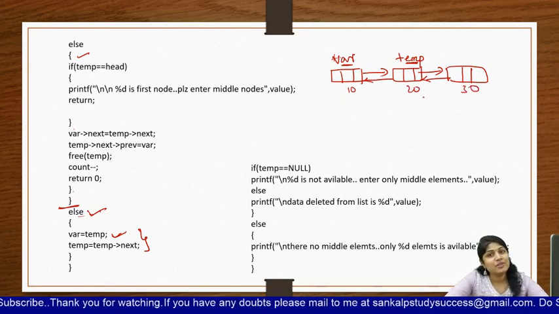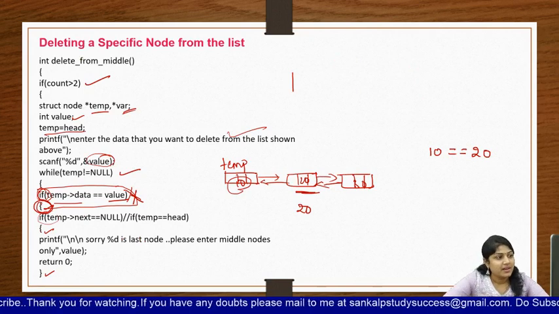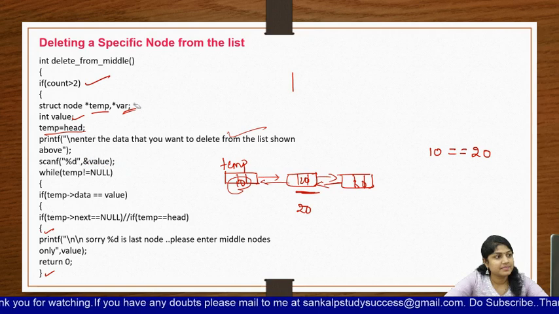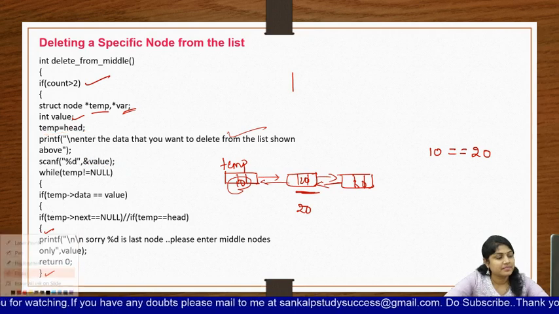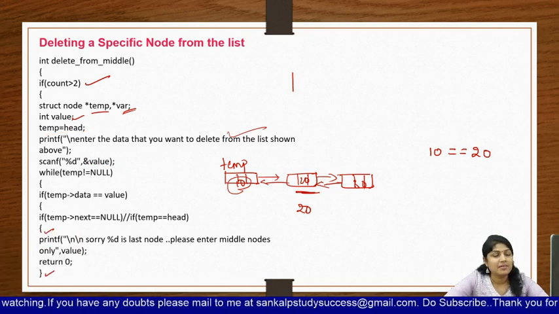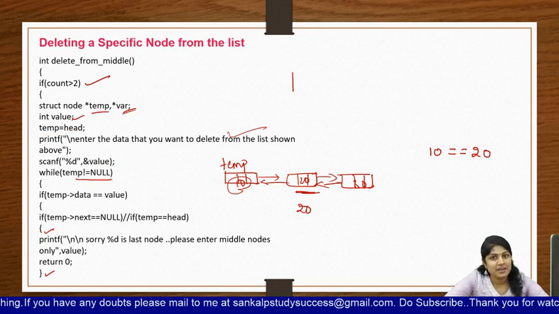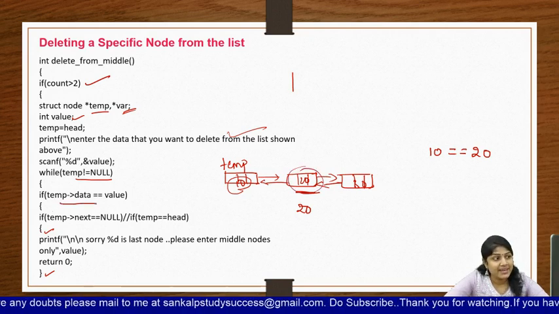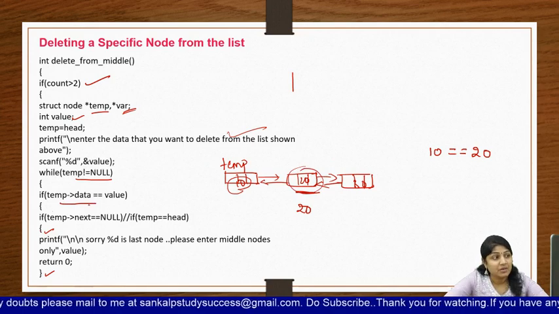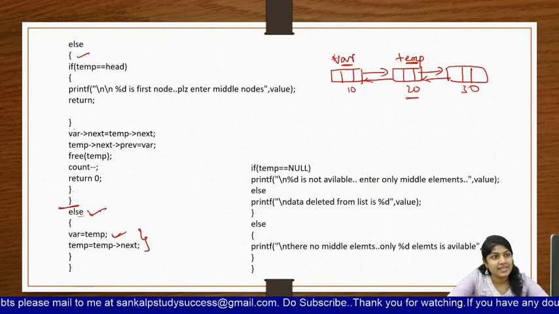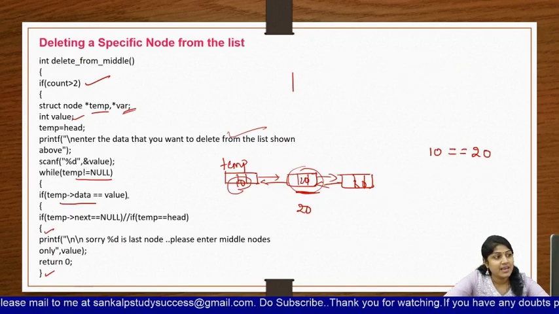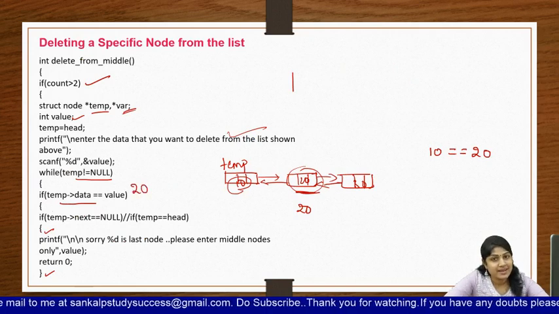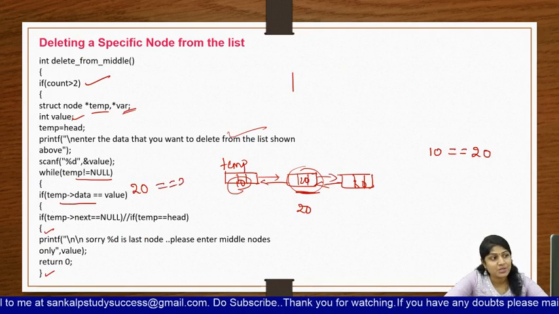Now again come to the while loop. Now temp is not equal to null, right? Yes, temp is not equal to null. Okay, fine. Temp to data equal to value. Now what is the temp to data? Temp to data is 20. Okay, yes, in this case temp to data is 20 and my value also 20.